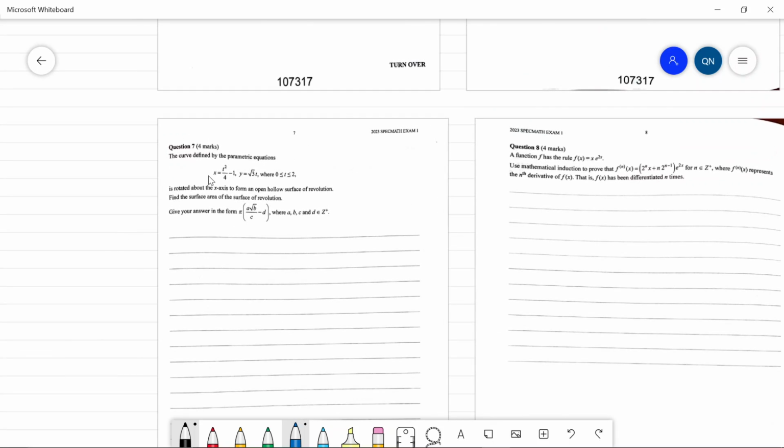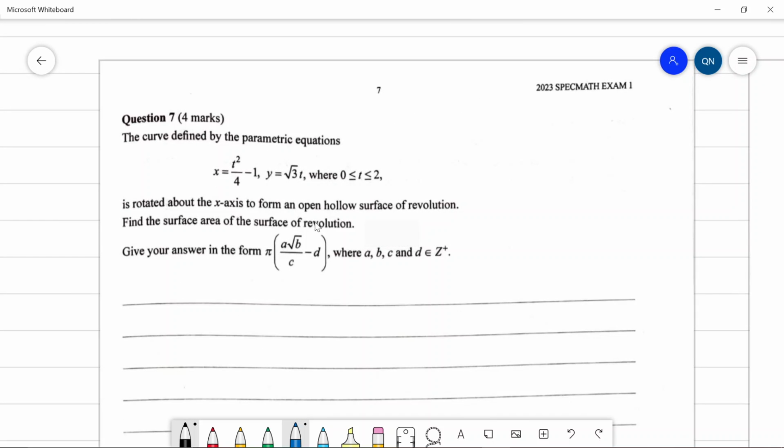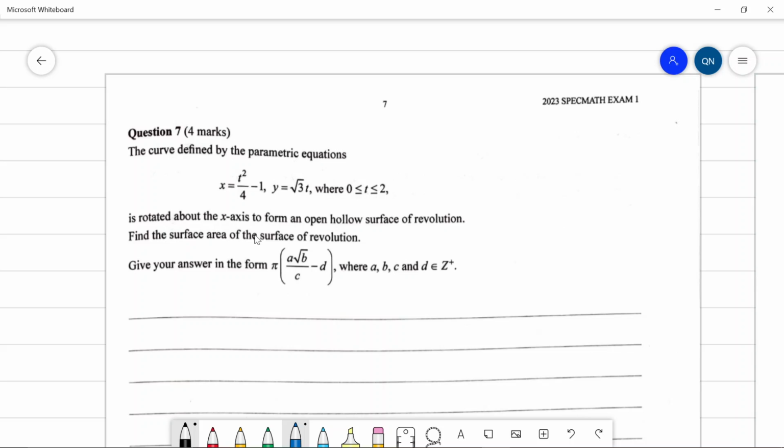So, question 7. Curve defined by parametric equations. This is rotated about the x-axis to form an open hollow surface of revolution. Okay. Find the surface area of the surface of revolution.